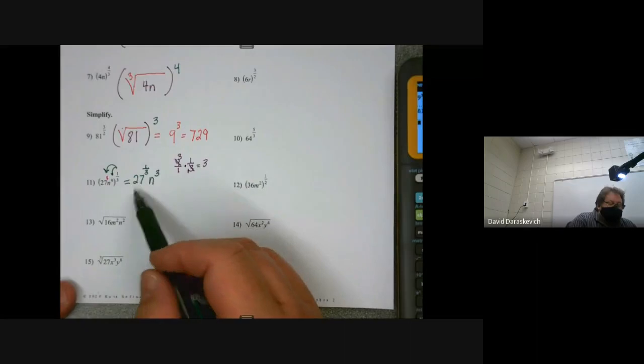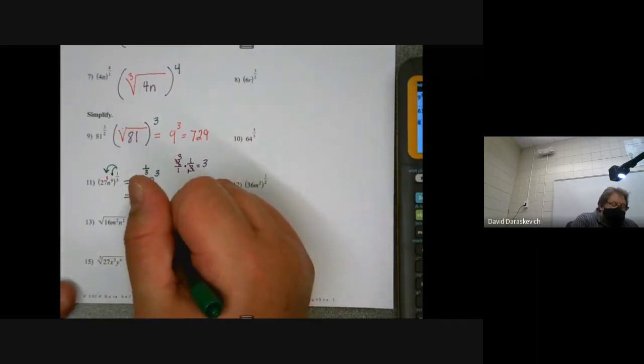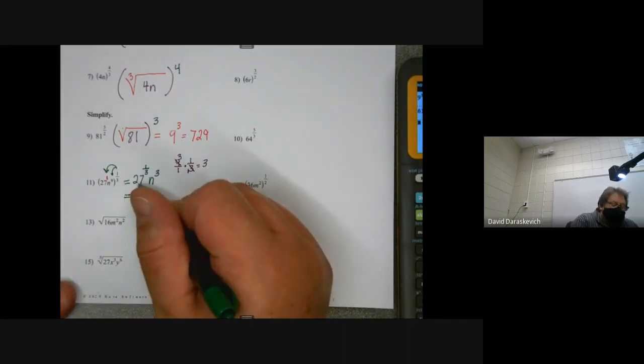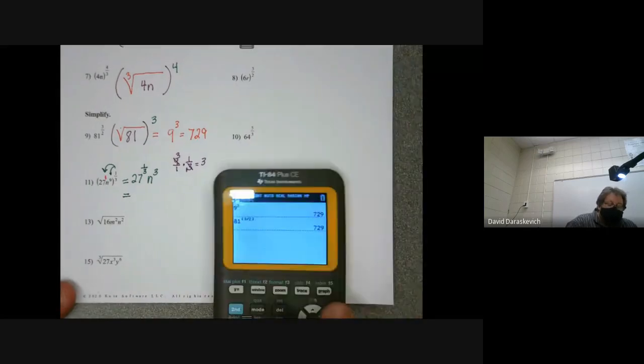Now, all numbers we should simplify. The cube root of 27, or if you want to put 27 raised to the 1/3, should get 3. Yep.